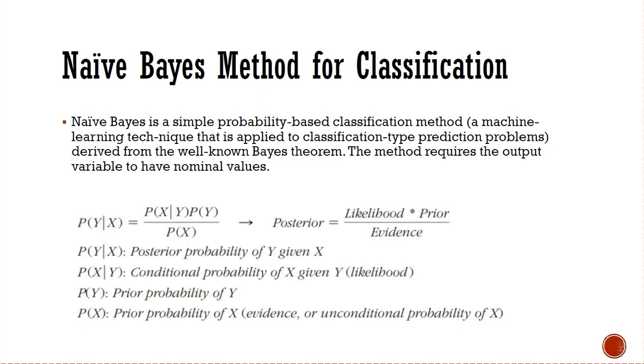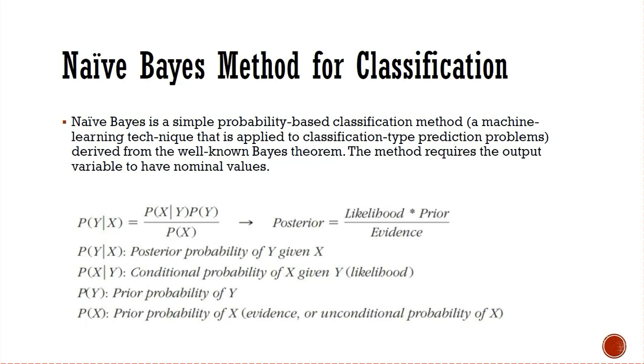Naive Bayes method of classification. It is a simple probability-based classification method, a machine learning technique that is applied to classification type prediction problems. Derived from the well-known Bayes theorem, the method requires the output variable to have a nominal value. Although input values can be a mix of numeric and nominal types, a numerical output variable needs to be discretized via some type of binning method before it can be used in the Bayes classifier.